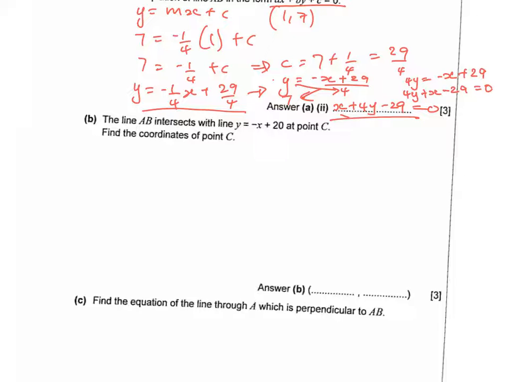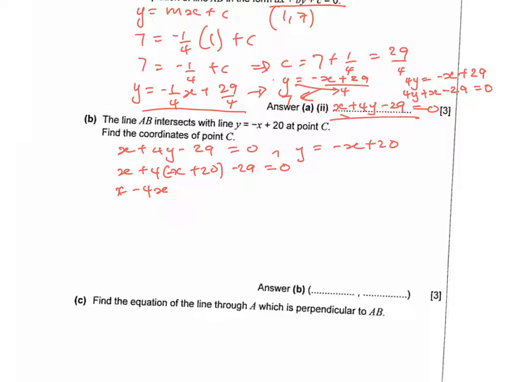So if I use the final one, I have x plus 4y minus 29 equals 0, but I know that y is negative x plus 20. So where there's y, I substitute that. So I have x plus 4 times (negative x plus 20) minus 29 equals 0. Then I have x minus 4x plus 80 minus 29 equals 0. That gives me negative 3x plus 51 equals 0.